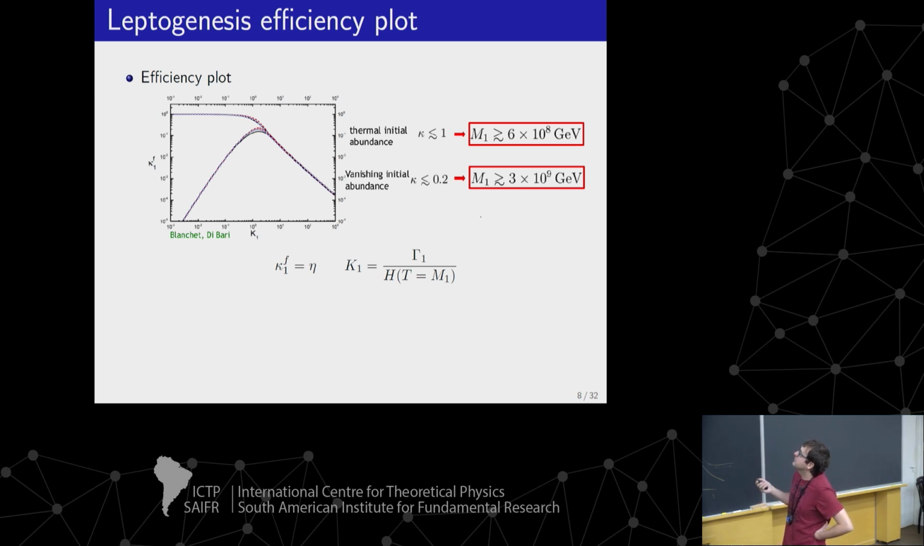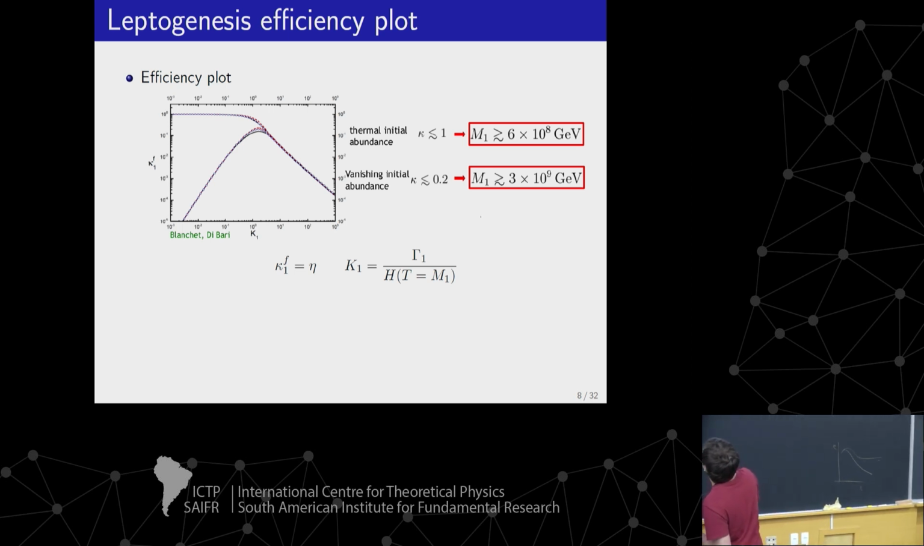And here people have studied, from this paper of Blanchet and Ibarra, they've studied the Boltzmann equations, and they have studied the efficiency. Since I took the plot from them, this is their notation. So this is the efficiency as a function of this K1 parameter, the washout, or the measure of out-of-equilibriumness. They start with an initial thermal abundance, this curve, or with zero initial abundance, the other curve. You want this to be of order one to have the maximum efficiency. For the zero initial abundance, this is somewhere between 1 and 10.